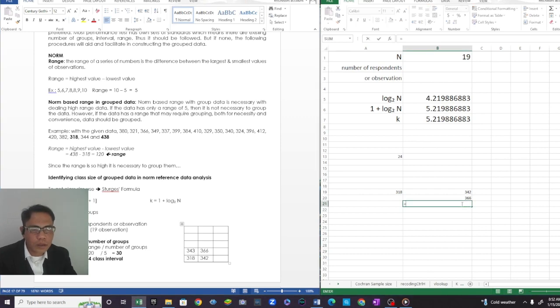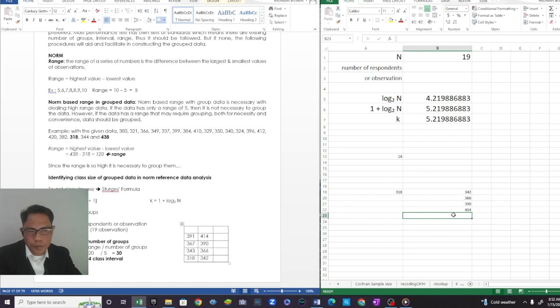Then equals to, there's an easier way to do that, but I'll just do it as it is so that it's clear to us. So 366 plus 24 is 390, and the next starts at 367. And 390 plus 24 is 414. So that's 414, and the next starts at 391.